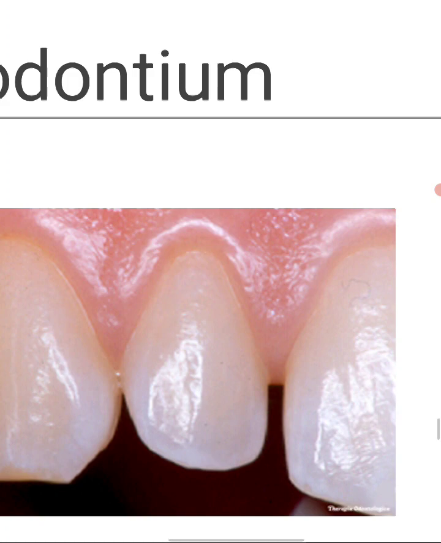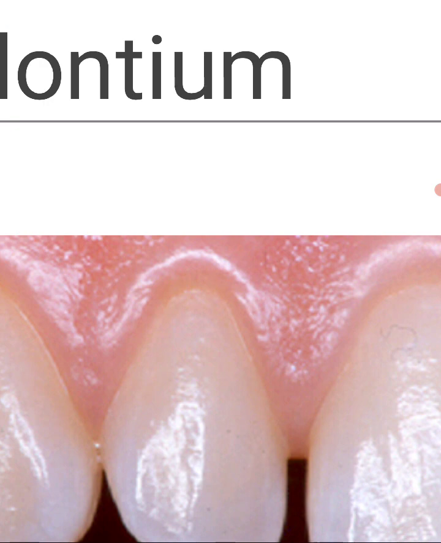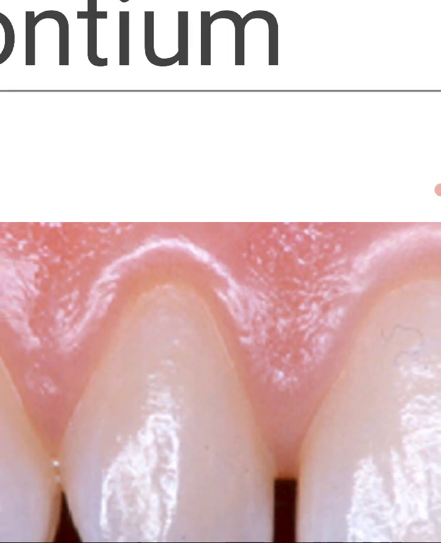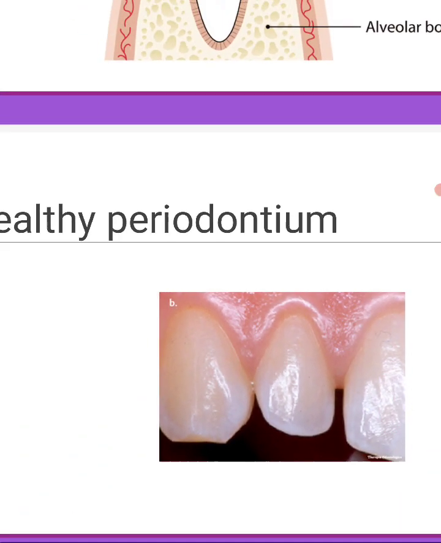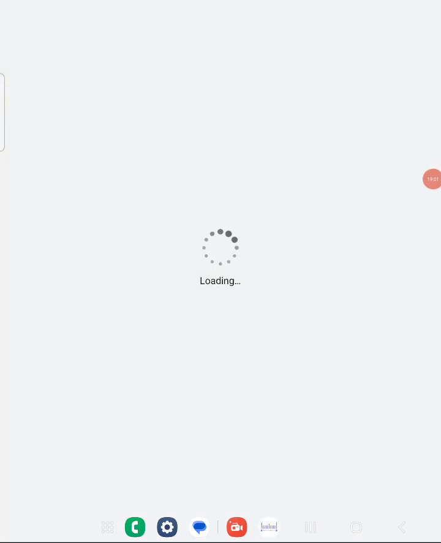Look at the gingiva. Look at the interdental gingiva. Look at the so-called stippling. We'll know about it later. The margin of the gingiva. Okay, so this is what we call healthy gingiva. I'm sorry. Let's go back.